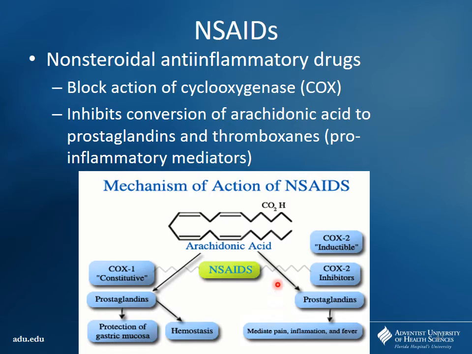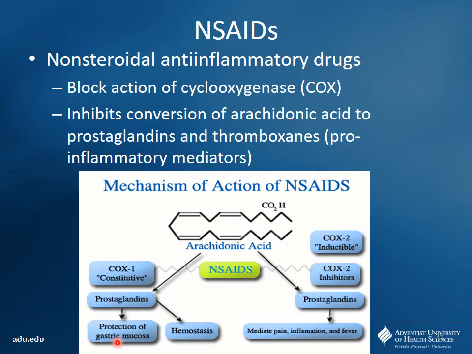Now, there are two primary COX varieties. We have the constitutive COX-1 enzyme, and then we have the inducible COX-2 enzyme. What do you think the difference is between an inducible enzyme versus a constitutive one? Sort of, yeah. Constitutive means it's always being expressed. You always have COX-1 around because it's really important for things like hemostasis and protection of the gastric mucosa.